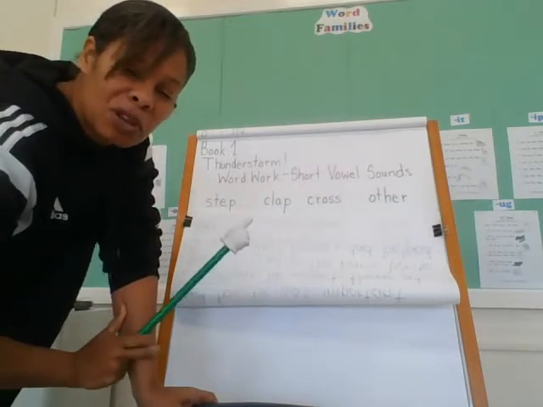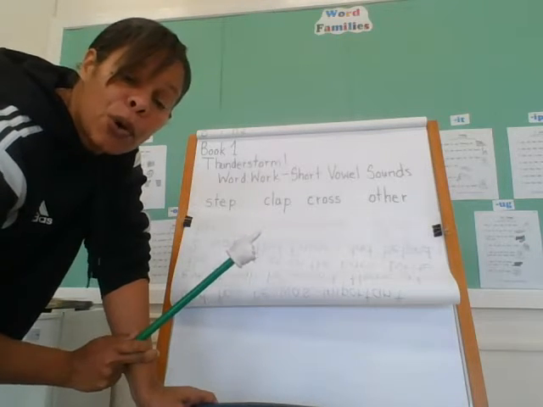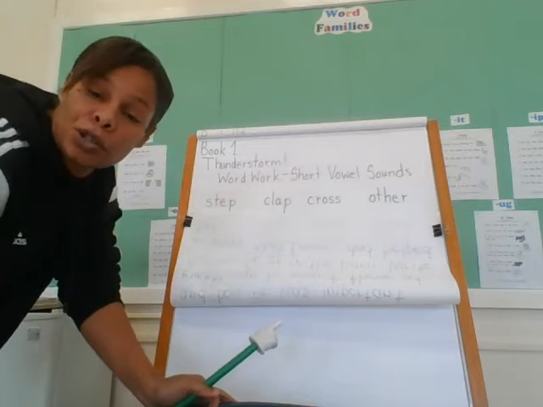At the bottom of your screen, you'll see a CC, that means closed caption. When you click on that button, all the words that I say come up nice and big on your screen.